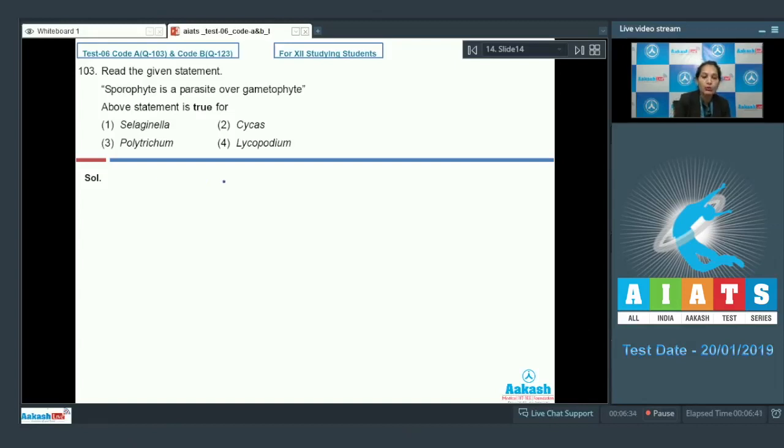So you have to find out the bryophyte. Cycas, gymnosperm, this option is ruled out. Lycopodium, pteridophyte, this option is also ruled out. Selaginella, pteridophyte, this option is also ruled out. Polytrichum is a moss, a bryophyte, in which the sporophyte is parasitic over the gametophytic plant body. So the correct option for the given question is option number 3. Let's move on to the next question.